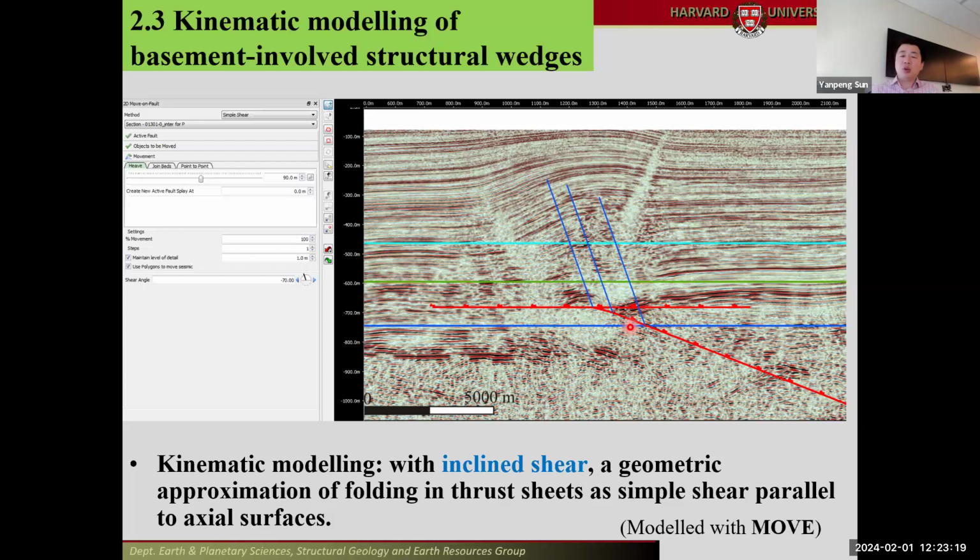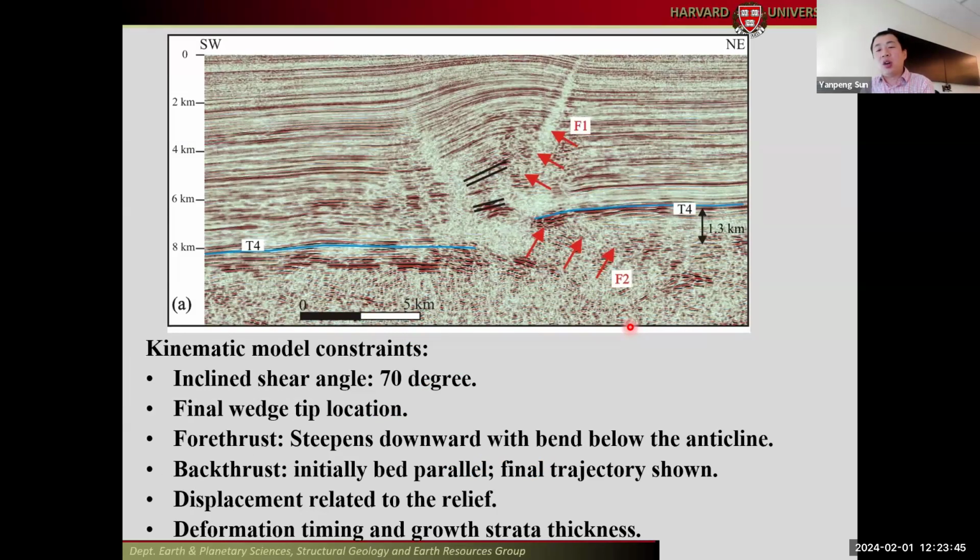So the way I tried to model this was basically using the MOVE software. Here I'm using the algorithm of inclined shear because of the complexity of the fault geometry. But this is actually more of a geometric approximation if you pick the shear angle carefully to help us constrain the fault geometry, basically trying to model the simple shear deformation along the axial surface here. I won't go into the detail, but the way that we model the kinematics, we're trying to test a number of parameter setups.